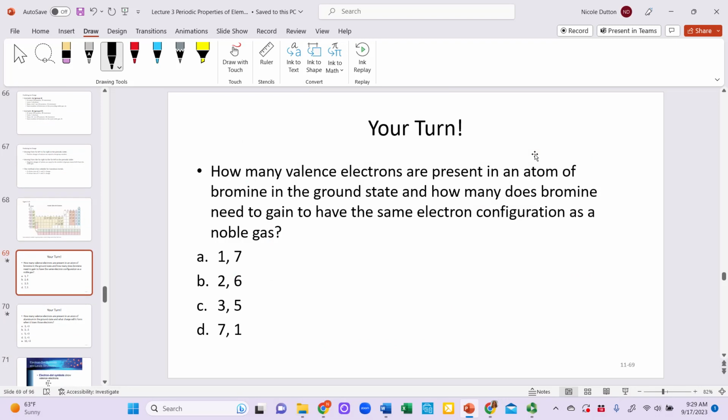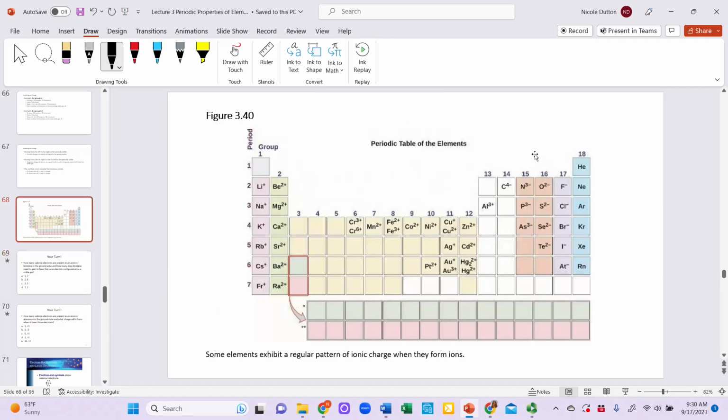So how many valence electrons are present in an atom of bromine in the ground state, and how many does bromine need to gain in order to have the same electron configuration as a noble gas? So let's look at bromine. And bromine has 35 protons, so it's going to have 35 electrons. So if we draw out all 35, it's going to take us a really long time. We're going to have to draw lots and lots of rings. We can figure out the number of valence electrons from the periodic table. So bromine is located here in the periodic table. You can see that right there.